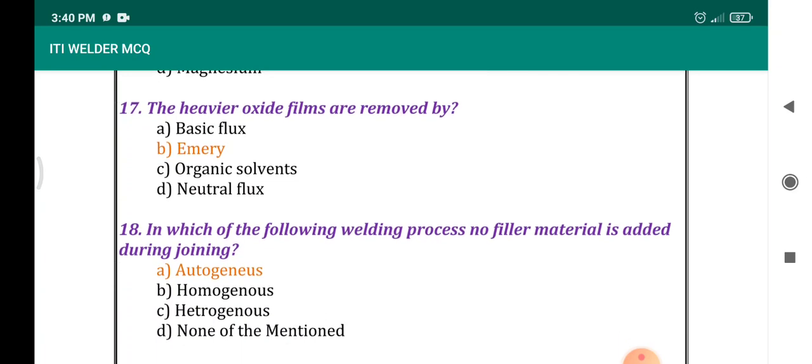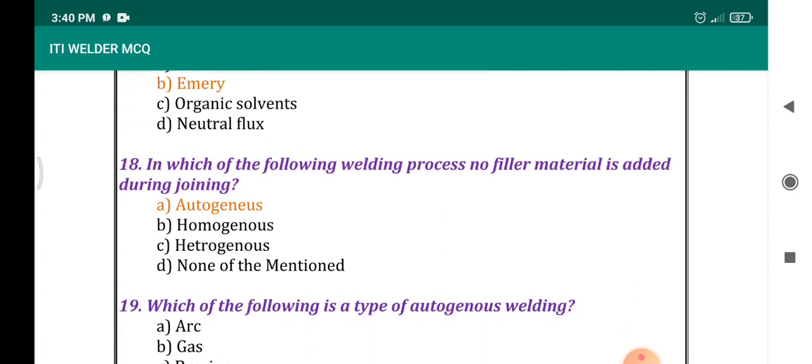Heavier oxide films are removed by... so there will be oxide films on the metal. Heavier oxide films are removed by emery papers. Okay. Options are basic flux, organic solvent, neutral flux. We will be using emery paper for removing the heavier oxide films. So we have to rub with the emery paper.